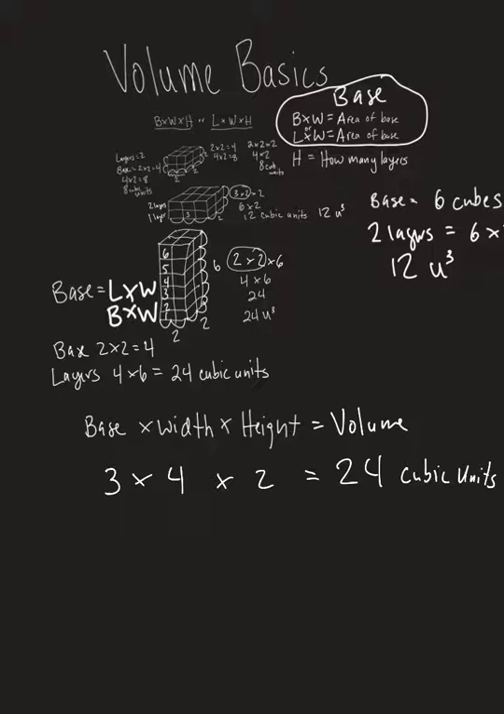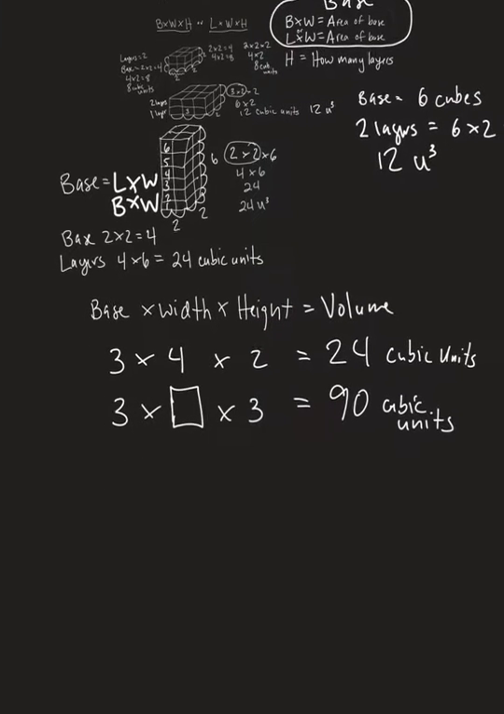But what happens when they give you this? They give you 3 times a number you don't know, the width, times the height is 3, and let's say they give you the volume as 90 cubic units. How are you going to find that out? Well, there are two ways that you can do this. And this is finding the missing width.